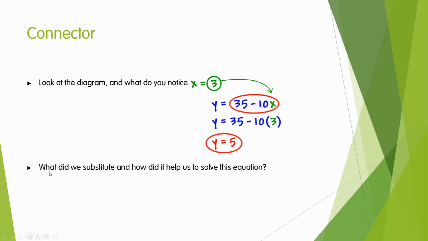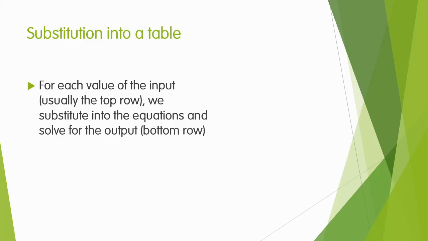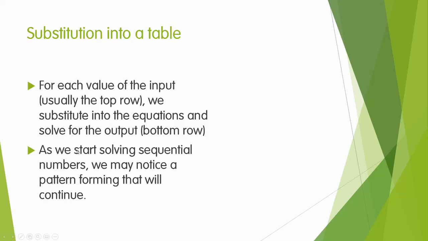So how does this help us solve this equation? You need to think about that. So substituting into a table. We're going to have a quick look at how to substitute into a table. For each value, and it's usually the top row, we substitute into the equation and solve for the output, which is usually the bottom row. As we start to solve sequential numbers, we might notice a pattern forming, and that pattern will continue.